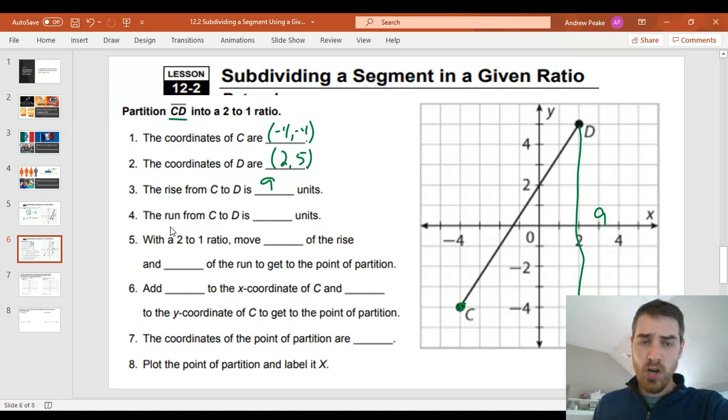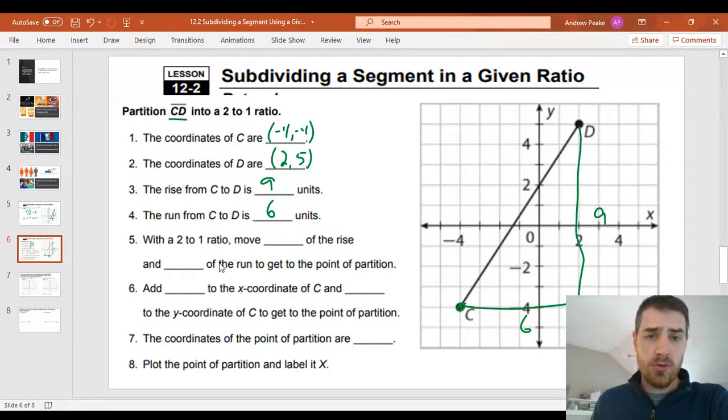From the run, we're going to rise and then run to the side, so that would be from -4 over to 2, so it'd be 6. So our run is 6. With a 2-to-1 ratio, we're going to move blank amounts of the rise and blank amounts of the run. So we're going to make it similar to our last one where 2-to-1 means there are 2 plus 1 total parts, and we're trying to go 2 of them.